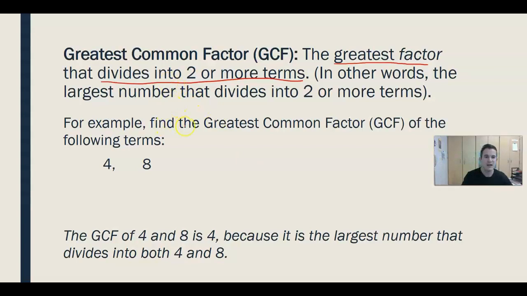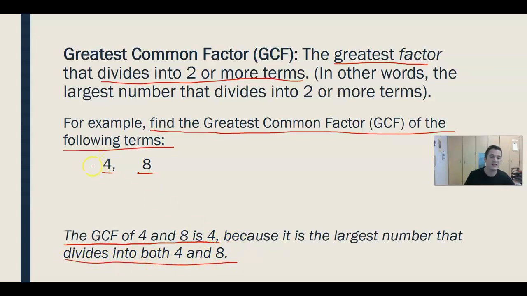For example, if I gave you the terms 4 and 8, and I would want you to find the greatest common factor of those terms, I'm wanting you to find the biggest number that will divide into both of those. Right off the bat, you might be able to tell what the greatest common factor is. The greatest common factor of 4 and 8 is 4, because 4 is the largest number that divides into both 4 and 8. 4 divided by 4 is 1, 8 divided by 4 is 2. 4 is the largest number that will divide evenly into both of those numbers.